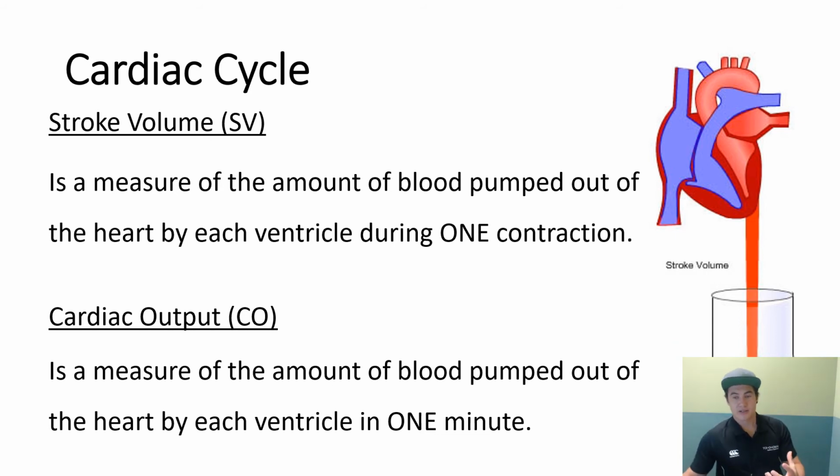Just like lung capacities, we can measure different volumes within the heart. So stroke volume is the amount of blood that comes out of the left ventricle, or out of each ventricle when they contract, and it's around 70 mils. Obviously that can change from person to person, but it's around 70 mils. That's your stroke volume. Cardiac output is how much blood is pumped out of the heart in 1 minute. So if you take your stroke volume, multiply it by your resting heart rate, or your heart rate at any one time, that will give you your cardiac output at any one time.